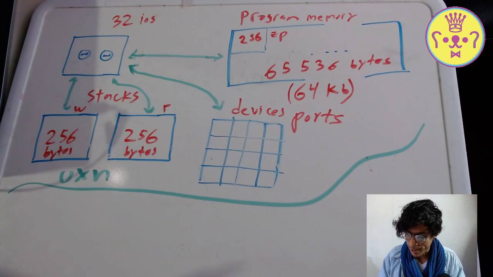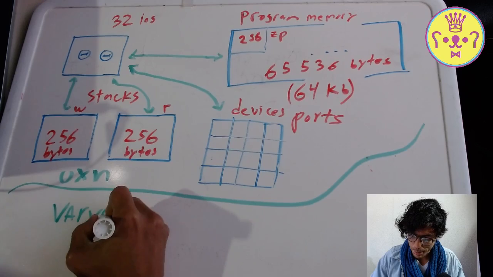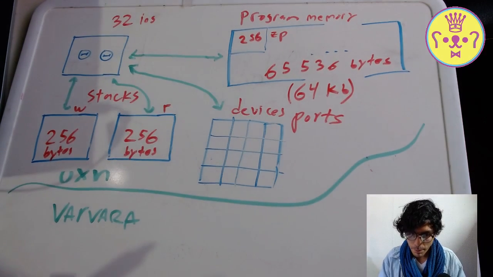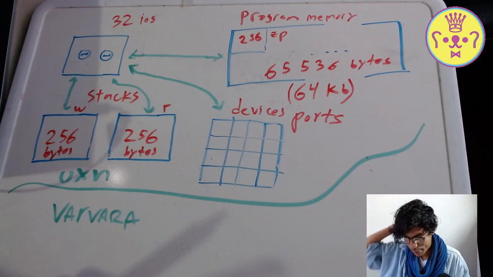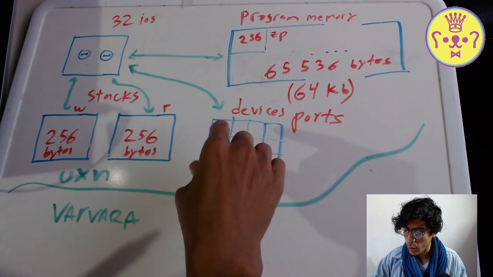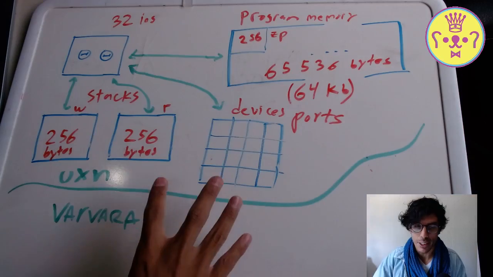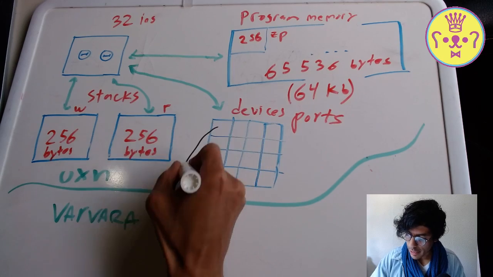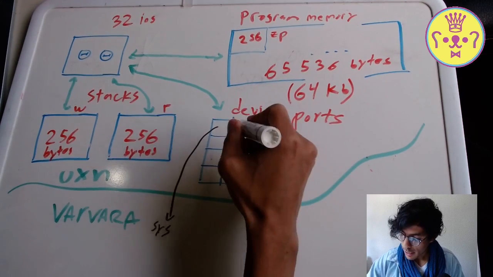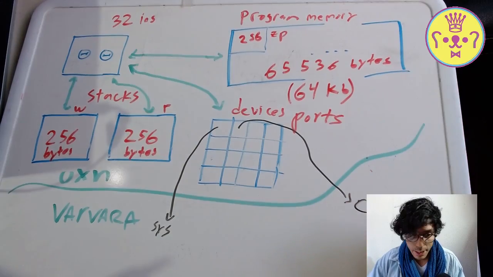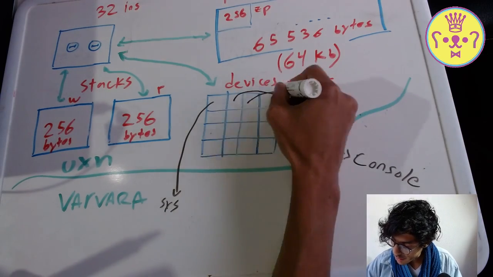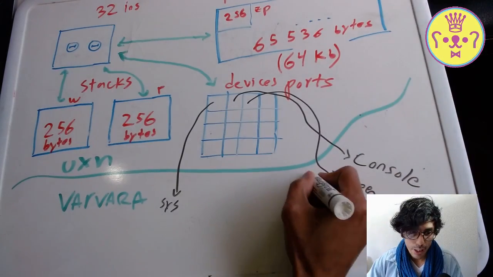So what makes Varvara is this computer that is based on this core. Varvara defines what should be connected to each of these devices' ports. For example, this is going to be the system device. Then we're going to have the console device. Here's the console. There's the screen, which is what we're going to be using today. So there's a screen connected.